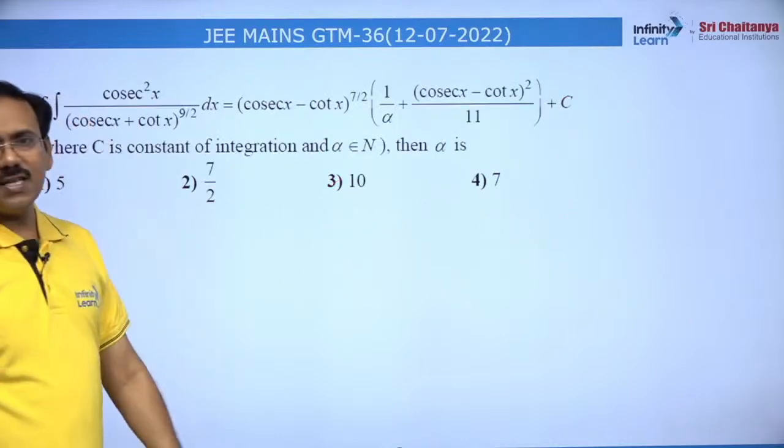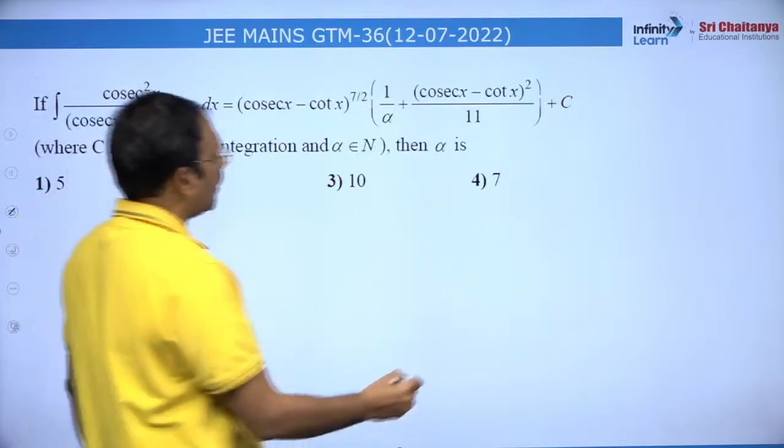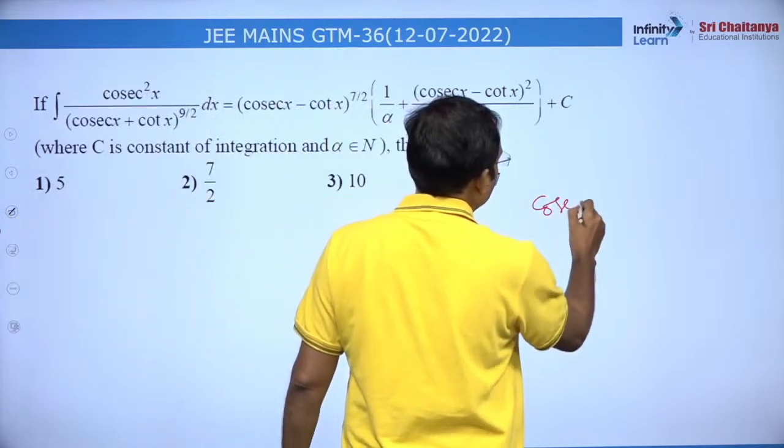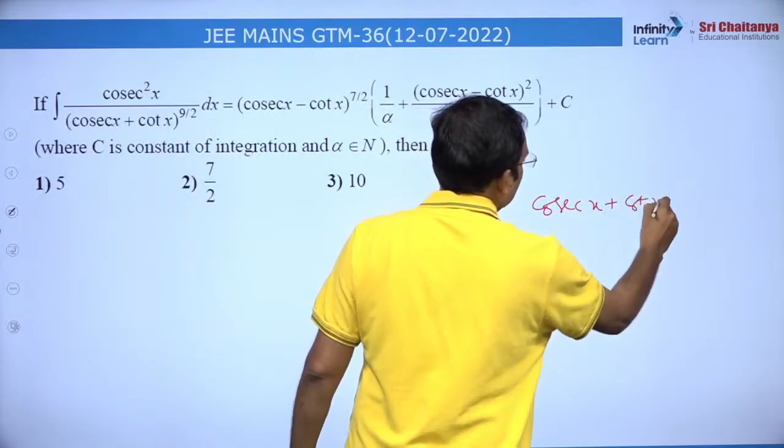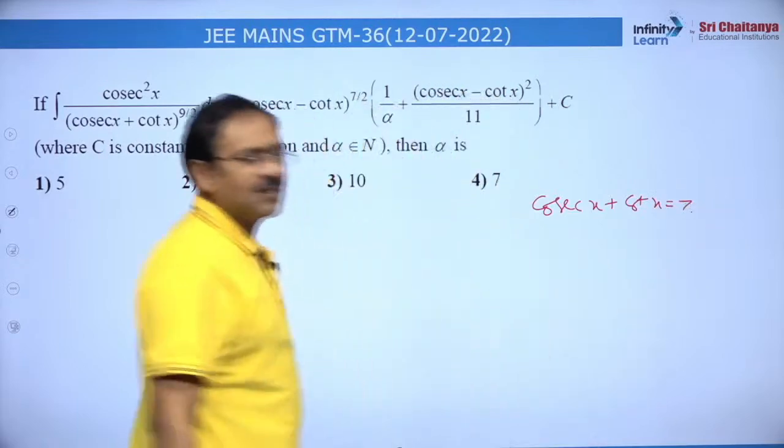Next, my dear friends, this is an integral where you can take cosecant x plus cot x as t. Cosecant x plus cot x is equal to some z or t or something you take.